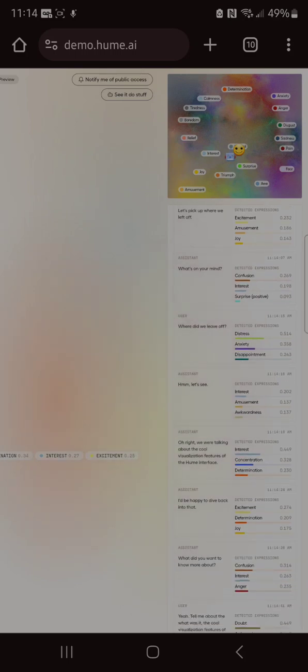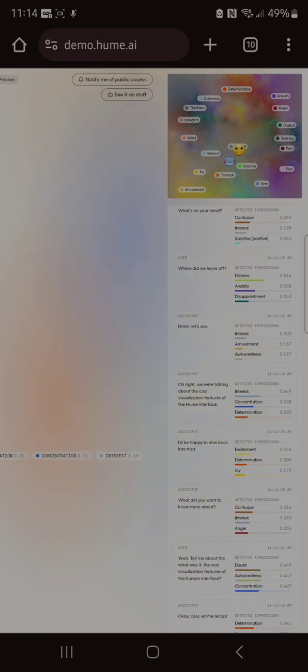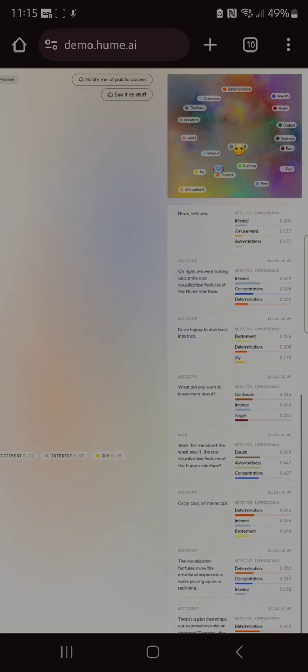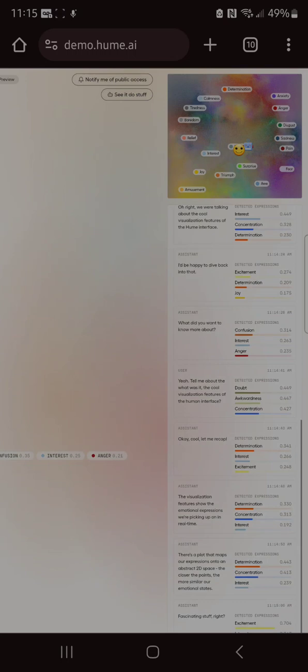Okay, cool. Let me recap. Visualization features show the emotional expressions we're picking up on in real time. There's a plot that maps our expressions onto an abstract 2D space. The closer the points, the more similar our emotional states. Fascinating stuff, right? What do you make of it? Yeah, I think you really did your homework. So tell me more about this 2D visualization interface.